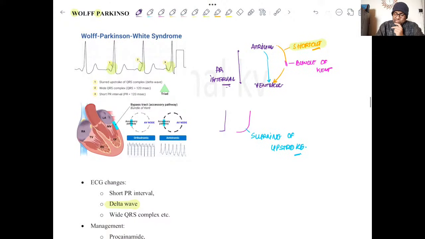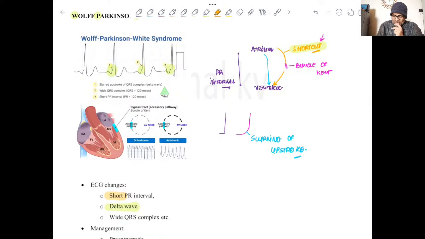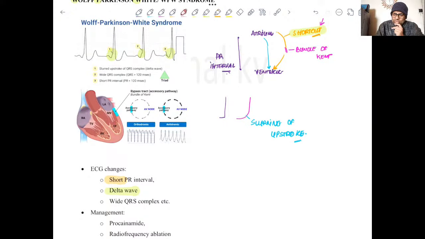So what is happening? Now normally it is 0.12 to 0.2 seconds. Now what is happening here? It is taking a shortcut. So PR interval will be short. You will see a short PR interval. And third, the QRS complex will be widened.